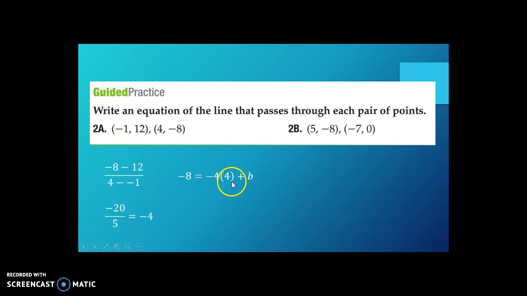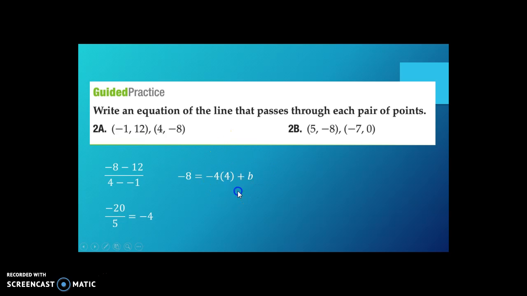So the 4 is going in for the x. The negative 8 is going in for the y. Y equals mx plus b. And my slope, again, is the m value, so that's going right there. So again, here for the y, here for the x, here for the slope. Y equals mx plus b.